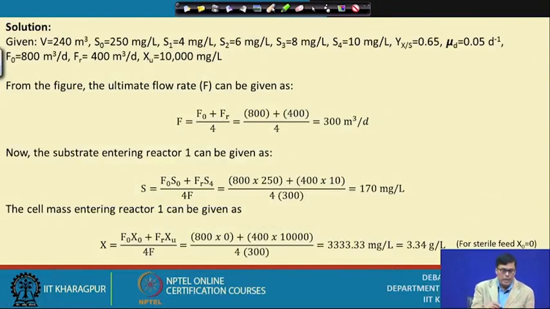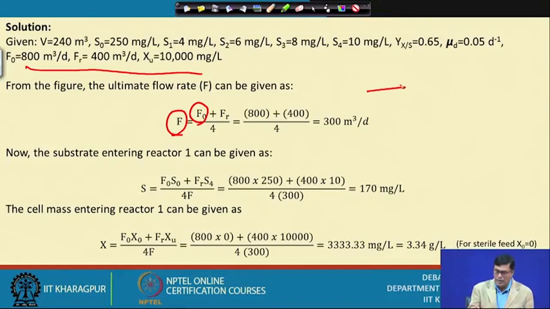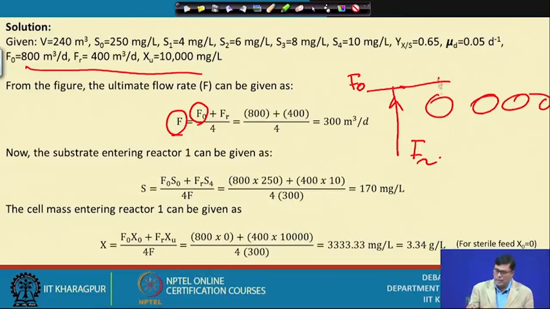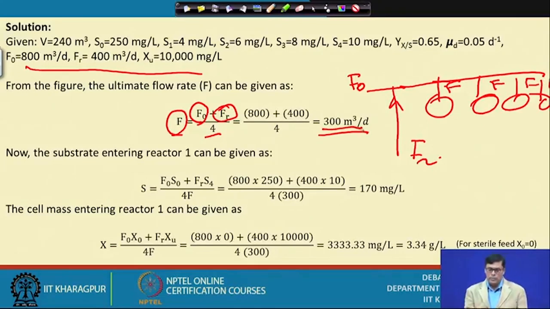Let me see how we can solve this problem. I told you that whenever you want to solve a problem, you should write down all the operational parameters that you have. Now let us see how we can find the flow rate of the individual tank. F0 is the incoming flow rate and this is FR, and it is divided equally into four different reactors. So it is (F0 plus FR) divided by 4, and the flow rate of each individual reactor will be 300 cubic meter per day.